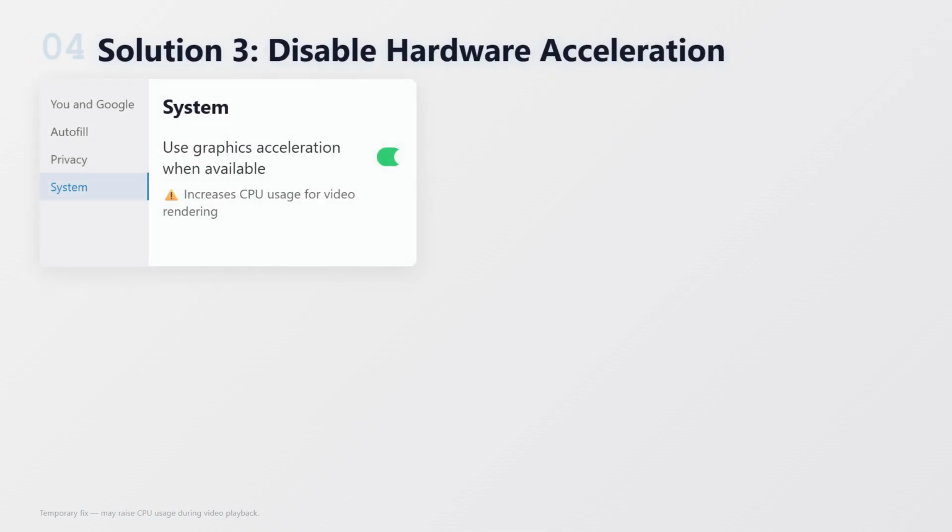Solution 3. Disable hardware acceleration. Go to Chrome settings, then System. Turn off graphics acceleration and relaunch Chrome. This resolves most GPU-related crashes. You can always re-enable it after updating your GPU drivers.